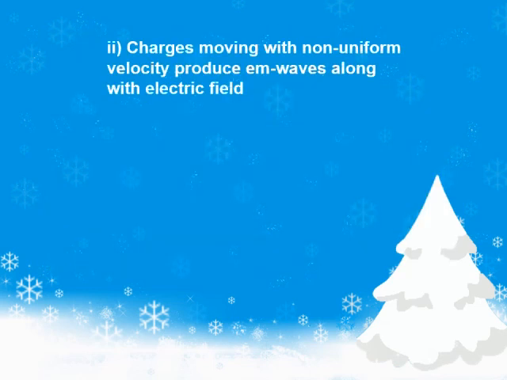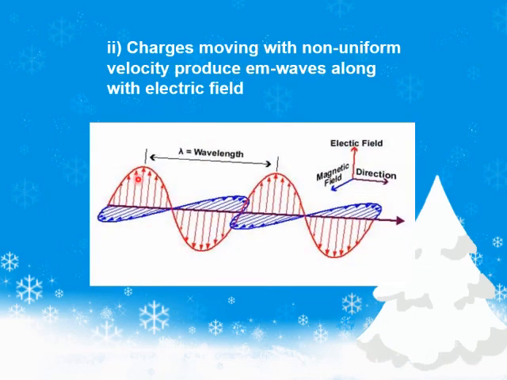Now what will happen if charges are moving with non-uniform velocity? If charges are moving with non-uniform velocity, then there is the production of electromagnetic waves. Here you can see there are two waves. First wave is red and second one is blue. Red wave shows the electric field while blue wave shows the magnetic field. And here you can see both waves are propagating perpendicular to each other.